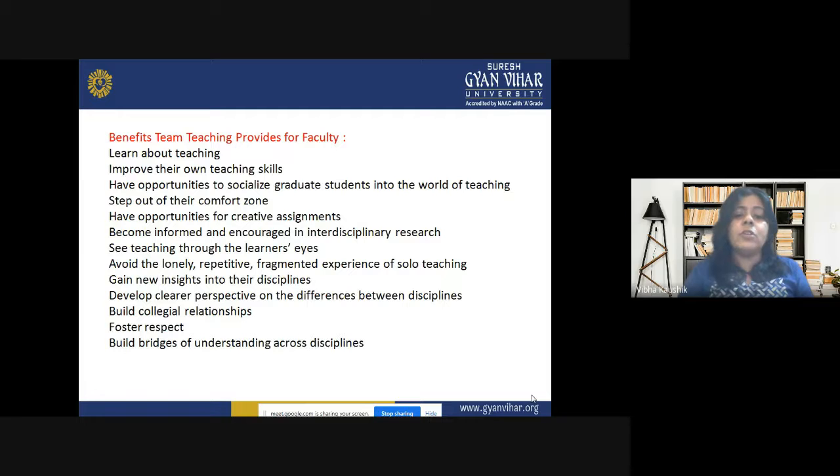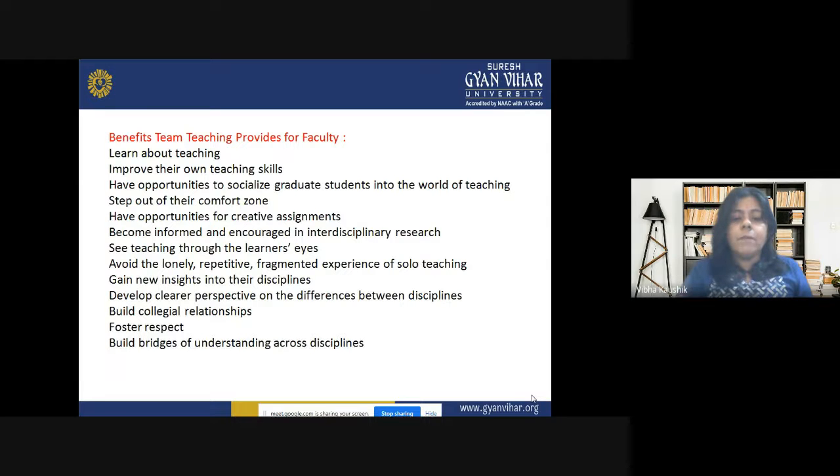See teaching through the learner's eyes as they are observing when other teachers are teaching. Avoid the lonely, repetitive, fragmented experiences of solo teaching. Gain new insights into their discipline.